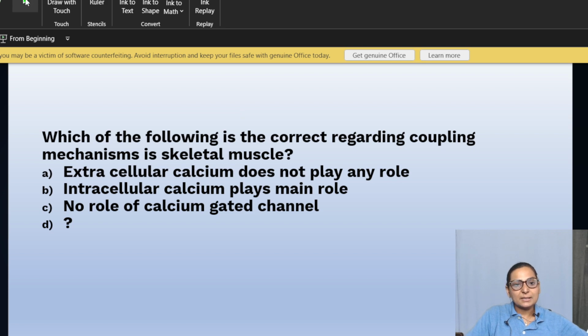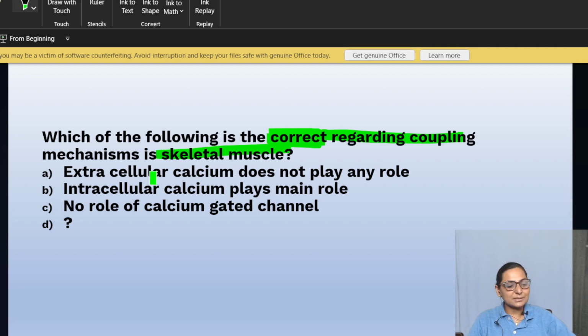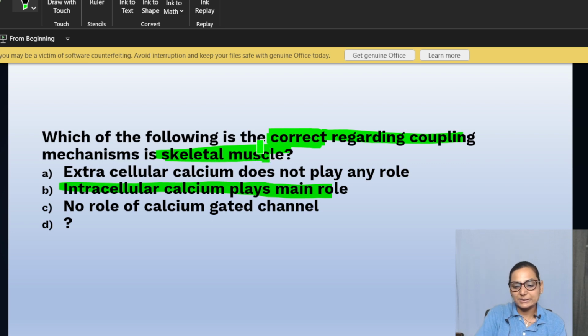Now moving on, another question was regarding excitation contraction coupling in the skeletal muscle, and the question was which of them is the correct answer. Options given were: extracellular calcium does not play any role, intracellular calcium plays the main role, there is no role of calcium gated channels, or a fourth option I could not get. Now here the correct answer is that intracellular calcium plays the main role as far as the skeletal muscles are concerned.